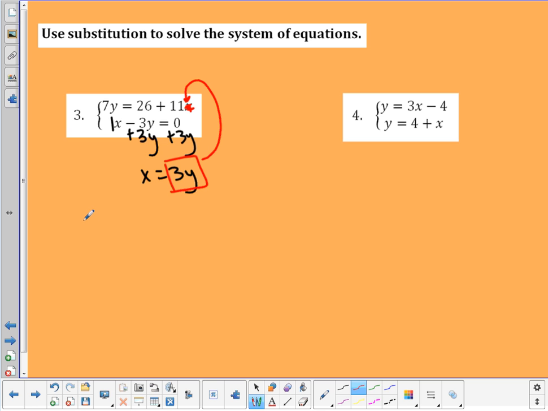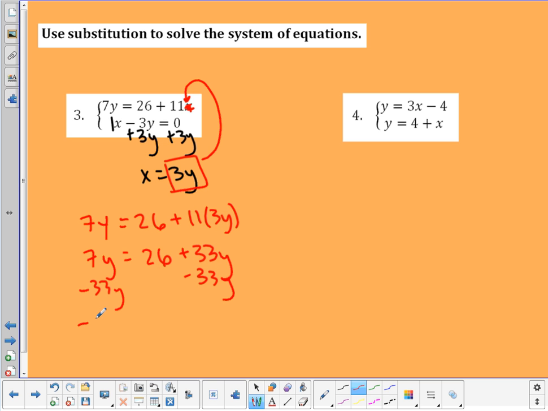So when I rewrite that top equation, it looks like this. 7y is equal to 26 plus 11 times 3y. So I have 7y is equal to 26, multiply those together, plus 33y. I'm going to move my 33y over here since there's nothing else on that side. So minus 33y, minus 33y, and I get negative 26y is equal to 26, and divide by negative 26. So y is equal to negative 1.